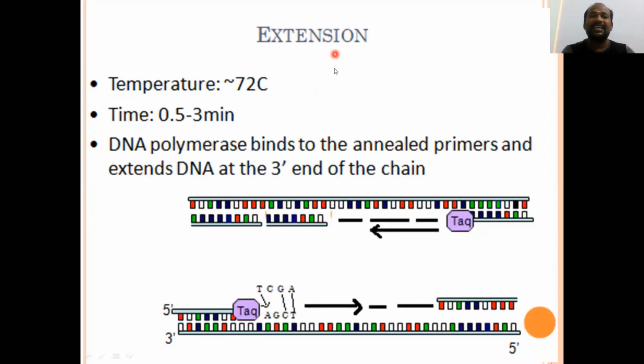So the final step is the extension or elongation, or we can say synthesis of new DNA molecules. At this stage, the temperature is 72 degrees Celsius. Again, we need to raise the temperature. The total process of extension will take place between 0.5 to 3 minutes. During this stage, DNA polymerase binds to the annealed primers and extends DNA at the 3' end of the chain. You can see this image showing the elongation of DNA primers happening in the picture.